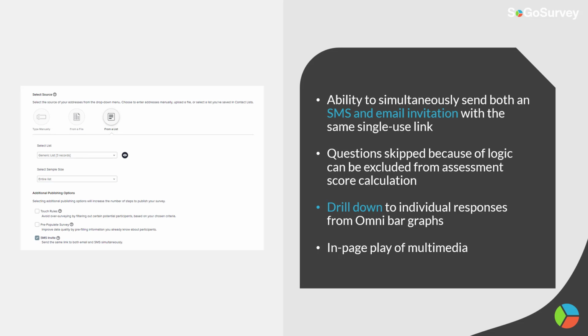Another one, going back to Logic, it's only logical if people don't see questions, they shouldn't lose credit for them in an assessment. So an assessment score calculation that excludes questions that are skipped by Logic, that's an option for you too. Looking at Omni bar graphs, being able to drill down to individual responses, click on the bar, see all of the individual responses that chose that answer option. It's a pretty cool one.